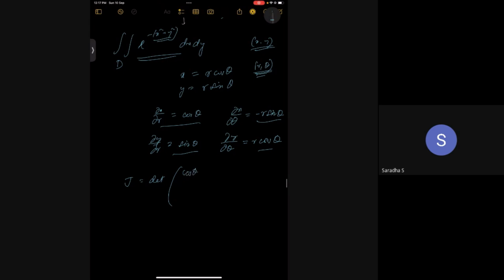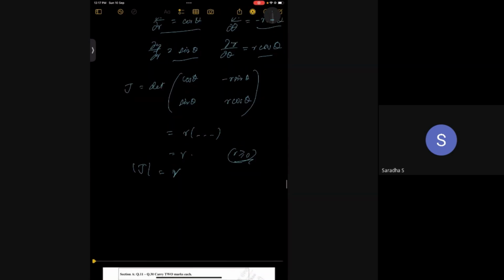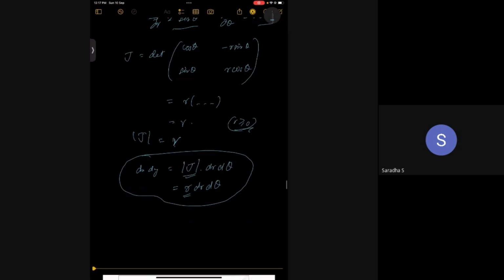Cos theta, minus r sin theta, sin theta, r cos theta. So this you'll get to be r times cos square theta plus sin square theta, which will be r. So the absolute value of the Jacobian is just r, because r is non-negative. So dx dy is nothing but r dr d theta. The absolute value of the Jacobian is r. That is what I kept telling you repeatedly, why this r comes out. It comes from this Jacobian, which we obtain by change of variables.